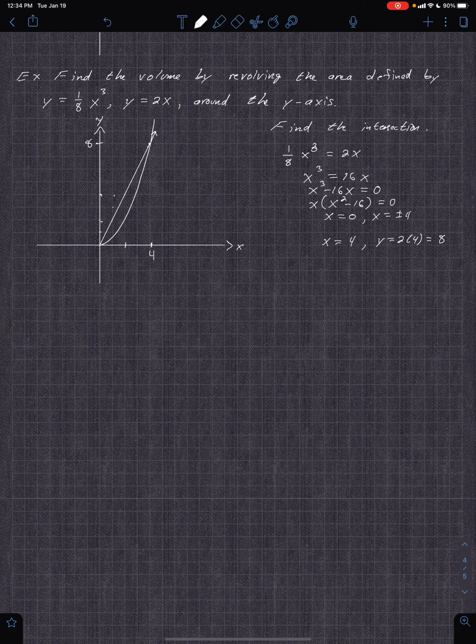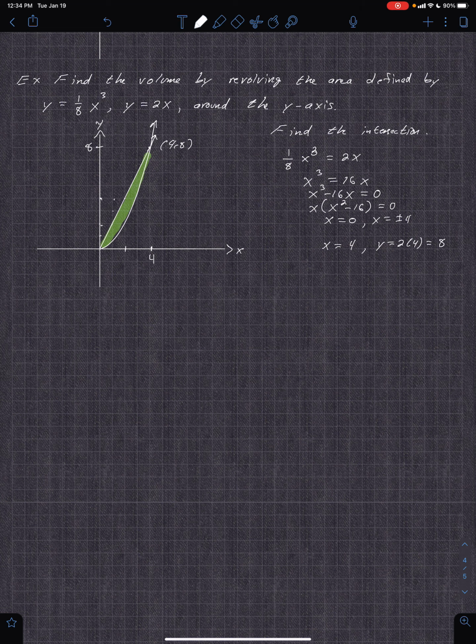And I may not do it to scale. I don't really care. I just need to know the basic shape of that. So x is 4, y is 8. Now when you go in this direction, that's your delta y, and then you're going to revolve this way. So we are revolving like this.